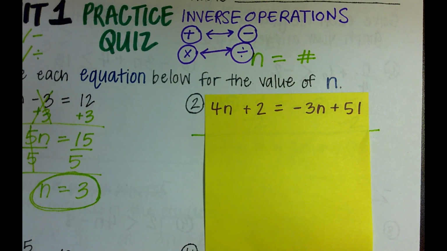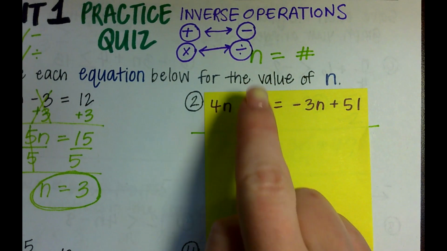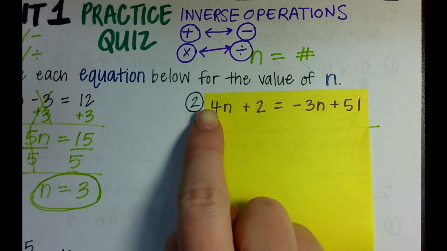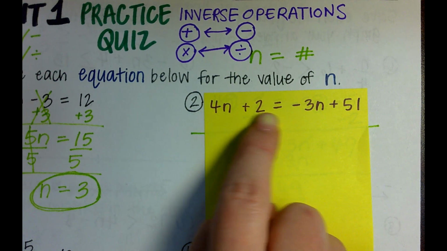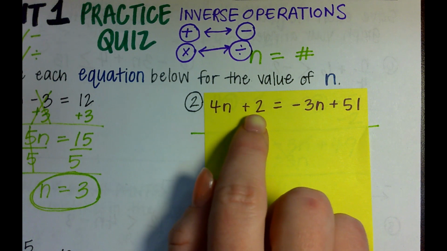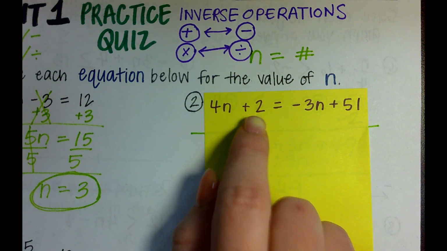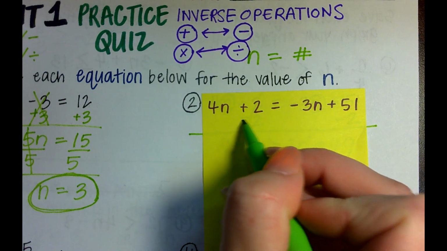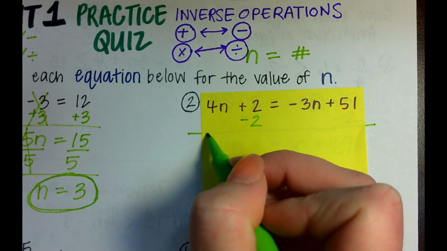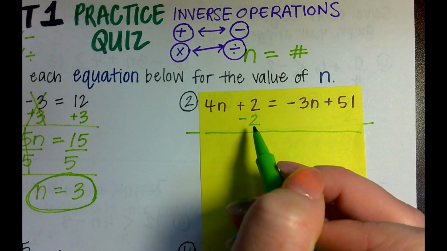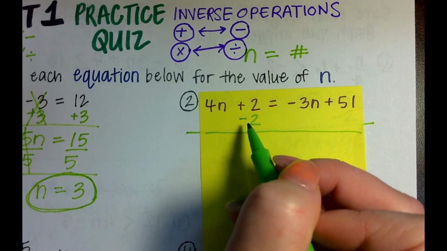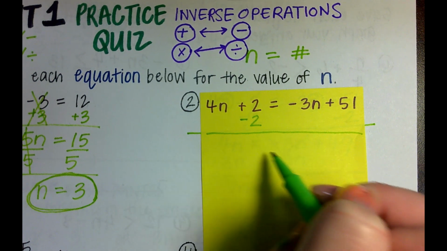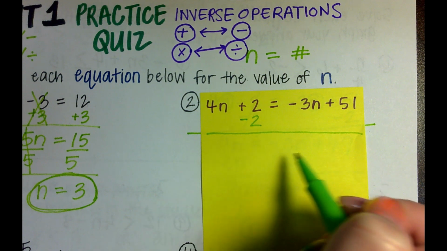So, if our goal is to get n by itself equal to a number, if we're looking at this side of our equation, I see we've got that plus 2 that we're going to want to move. So to move it, we do the opposite and subtract 2. So you're following me to this point so far? Yes. Okay, perfect.